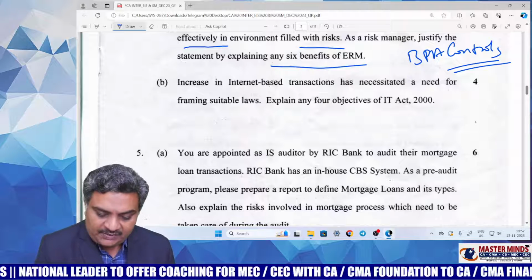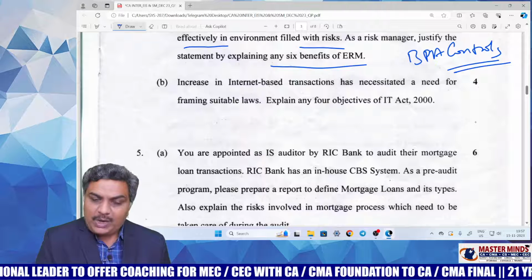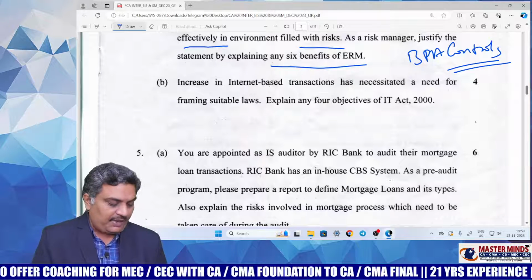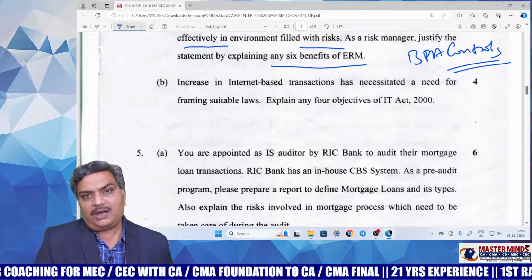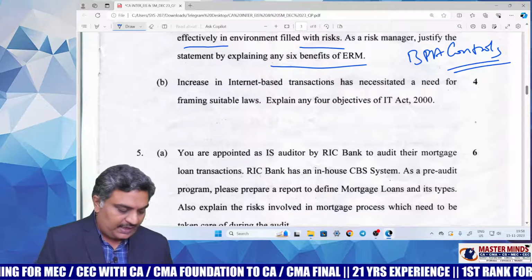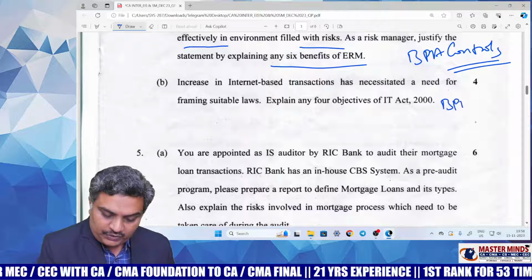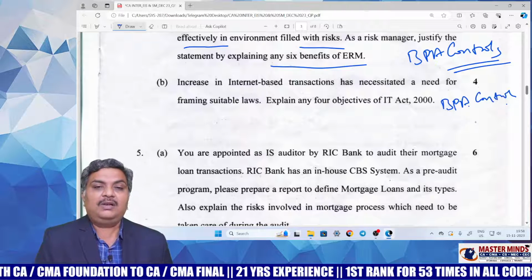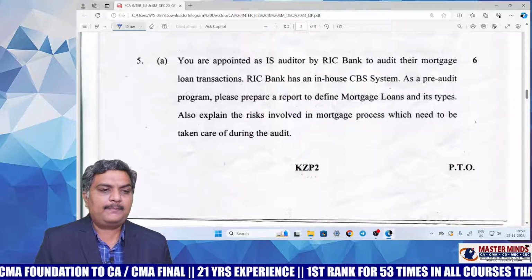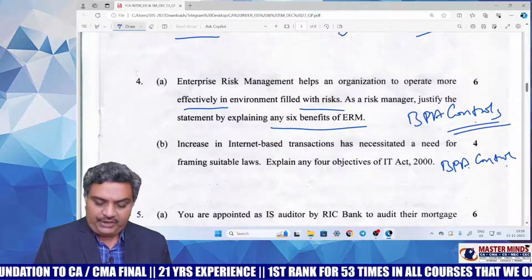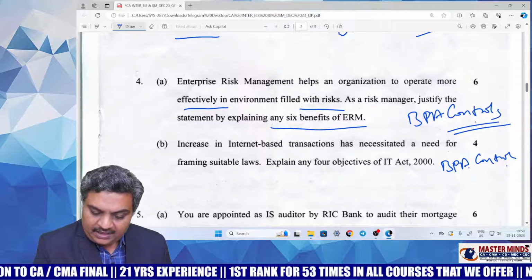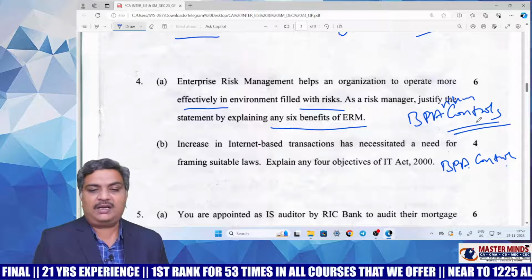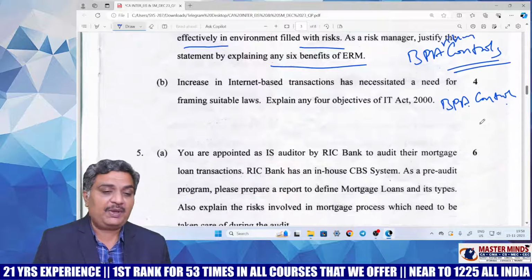So again, this is a very much expected question. You can very easily write this question, because without preparing for IT Act, you should never attempt the examination. So again, this is from BPA controls. And of course, this 4A is BPA, its risks and controls. Okay, BPA and its risks, it will be there, and 4B is from BPA controls.